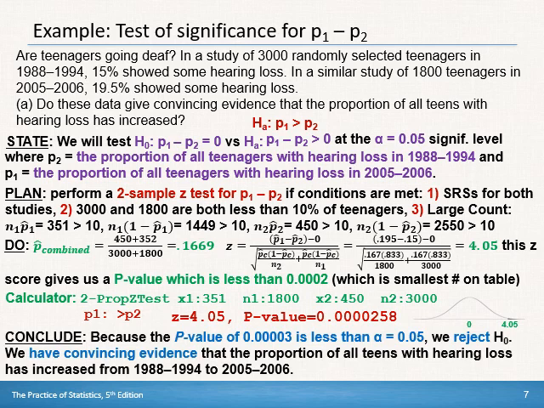All right, so your conclusion. Because the p-value of, and I rounded it to 0.00003, is less than our alpha of 0.05, we will reject H naught. And now we have convincing, or because our p-value is so small, we might even say we have strong convincing evidence that the proportion of all teenagers with hearing loss has increased. So the p-value is so small that the difference that we saw up here could probably not occur just by chance alone. It's more likely that there's an actual difference, that there has been an increase in the hearing loss over those years.